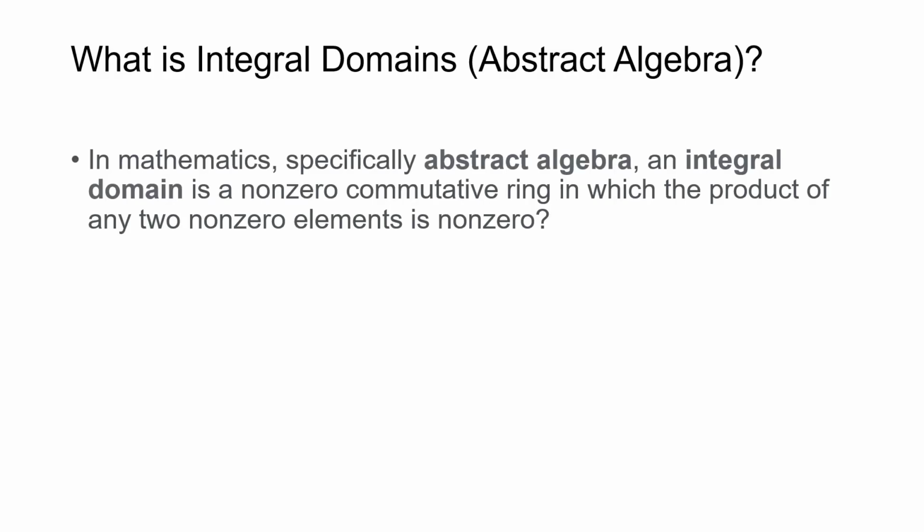In mathematics, specifically abstract algebra, an integral domain is a non-zero commutative ring in which the product of any two non-zero elements is non-zero. So the definition might be technical, and we'll discuss what we mean by these things, what an integral domain is.